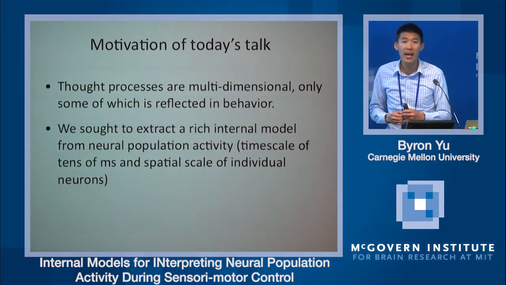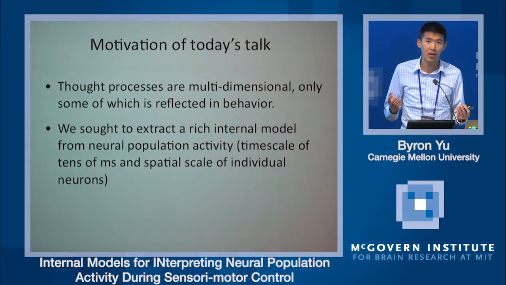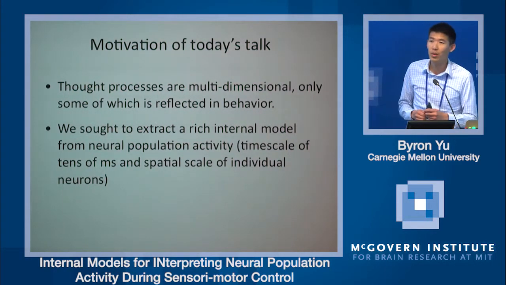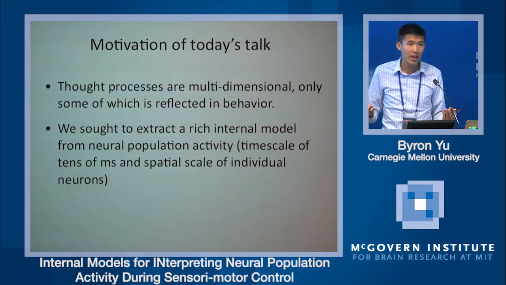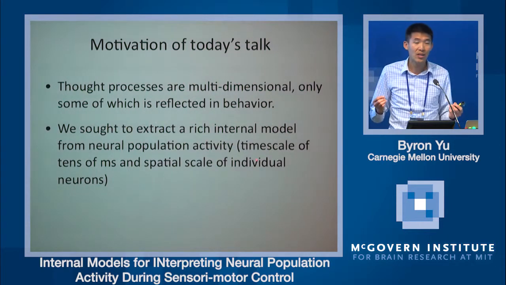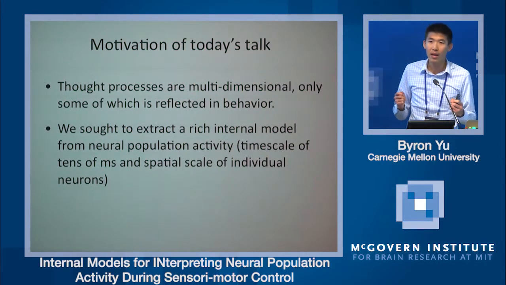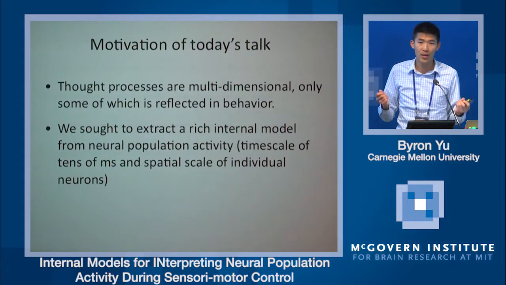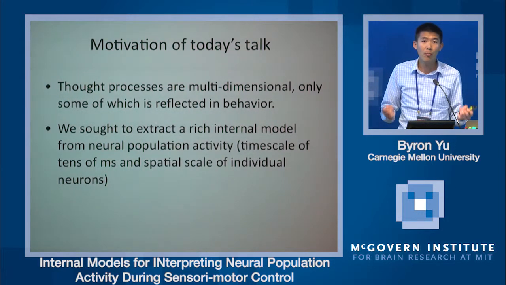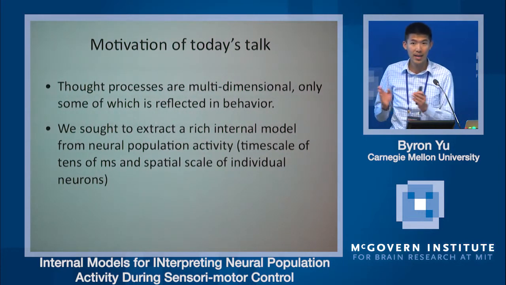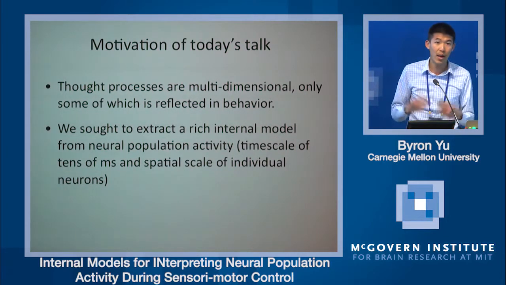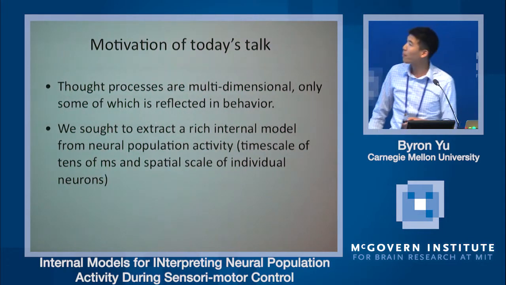And so to try to get at a richer representation of internal models, what we set out to do was to look at neural population activity and to ask whether we could extract a representation of an internal model that could operate on the time scale of tens of milliseconds and also on the spatial scale of individual neurons, and many of them. Okay.